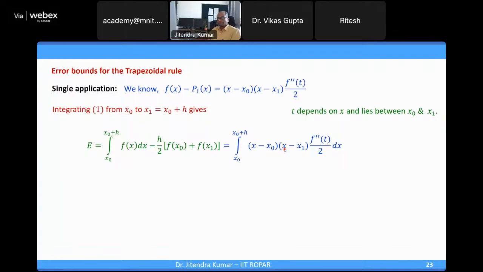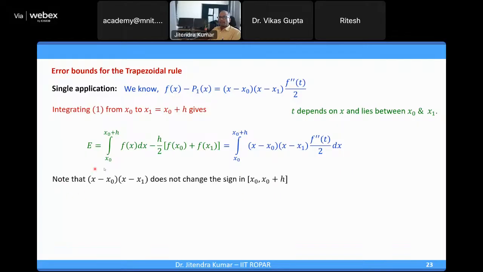Well, this can be rewritten as the integral from x0 to x0 plus h, and then you have this from the polynomial integration, nothing else. So basically you are integrating this error itself, because here you have the actual integral and the second is the integral of p1(x). So the difference is what we need to integrate from x0 to x0 plus h: (x minus x0)(x minus x1) times the double derivative divided by 2, dx. So this we need to integrate.